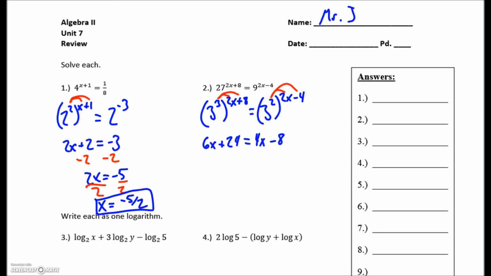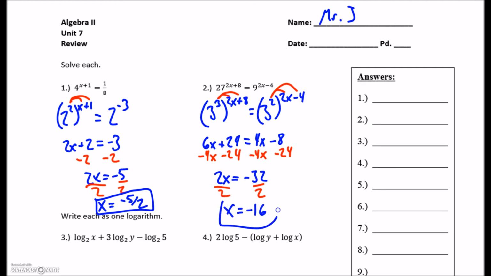And now I just have to get all the x's on the same side. I'm going to subtract the 4x from each side. I'll also go ahead and subtract the 24 from each side to bring that guy over here. So when I do this, I end up with 2x equals negative 32, and now I divide each side by the 2. So x equals negative 16, and that's it.